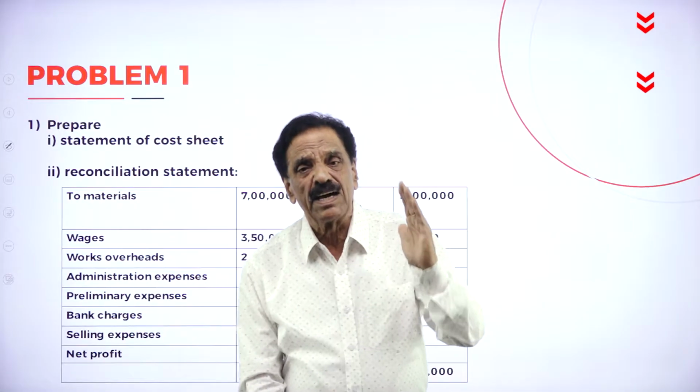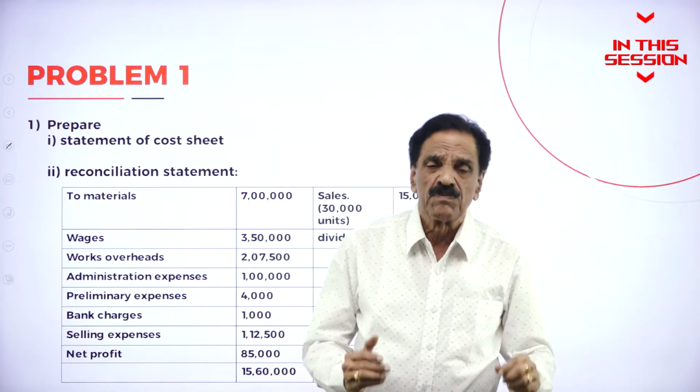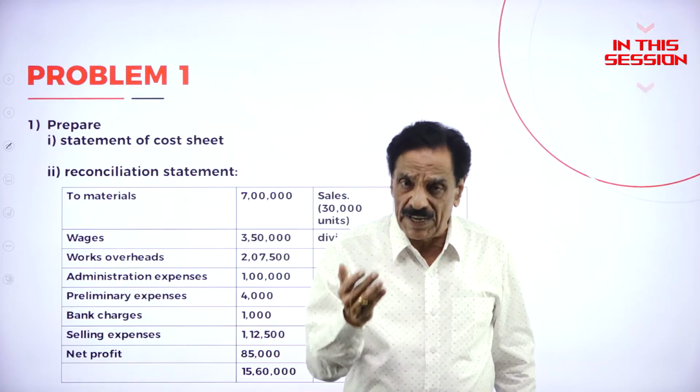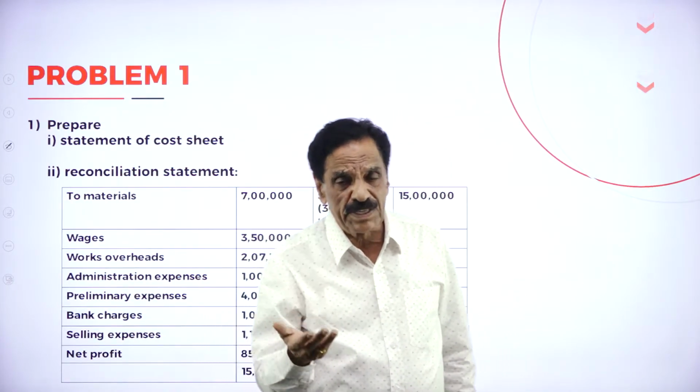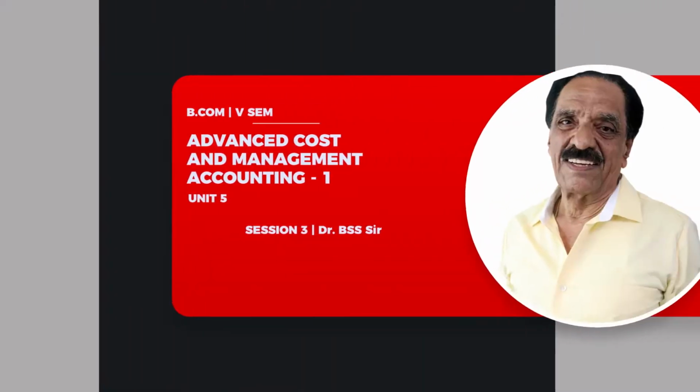Direct labor and direct expense make the prime cost. Add factory expense, that is the factory cost. Add office and administration, that is the cost of production.